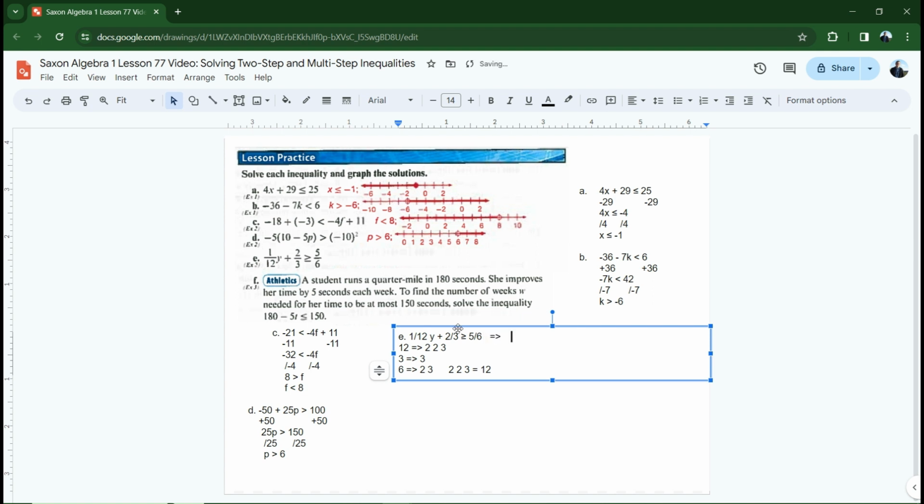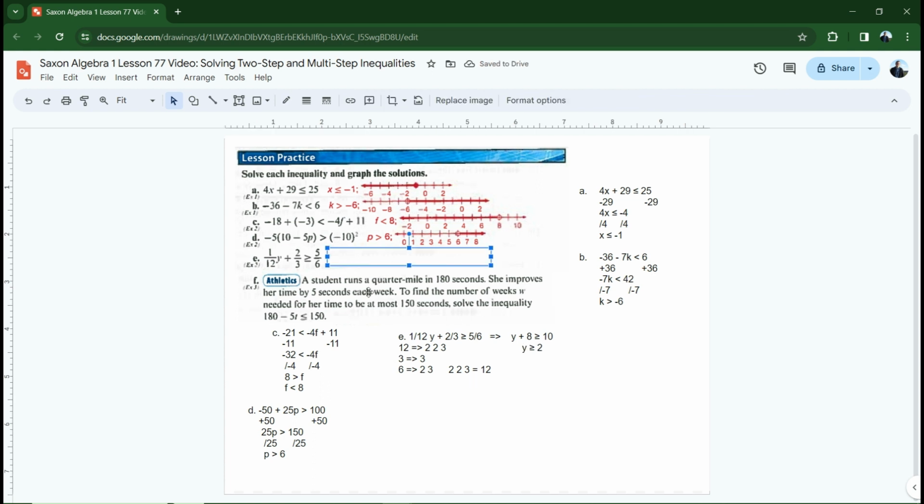Well, 12 times 1/12 y is just y. The 1/12 cancels out the 12. Plus, 12 times 2/3 is 24/3, which is 8. y plus 8 is greater than or equal to, and then 12 times 5/6 is 10. 12 times 5 is 60. 60 divided by 6 is 10. So I get y plus 8 is greater than or equal to 10. And that is easy to solve because I just subtract 8 from both sides. I get y is greater than or equal to 2.